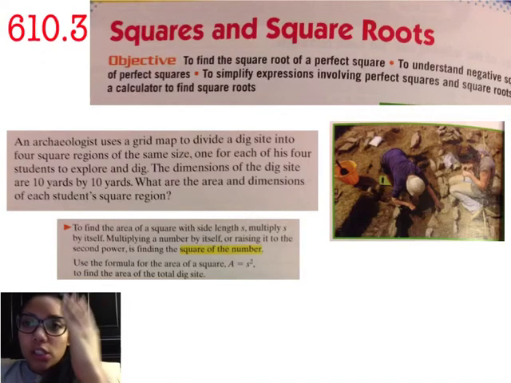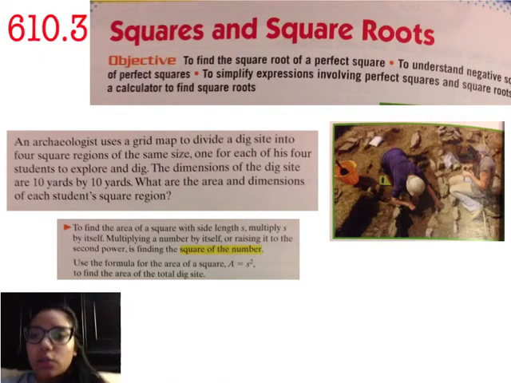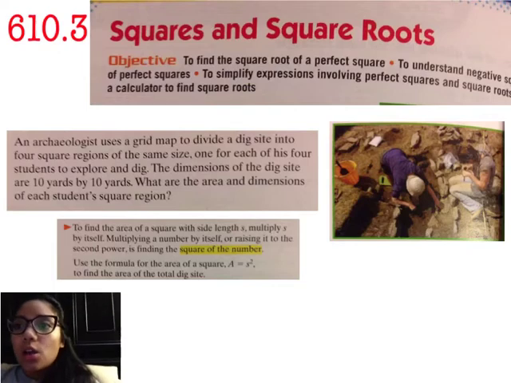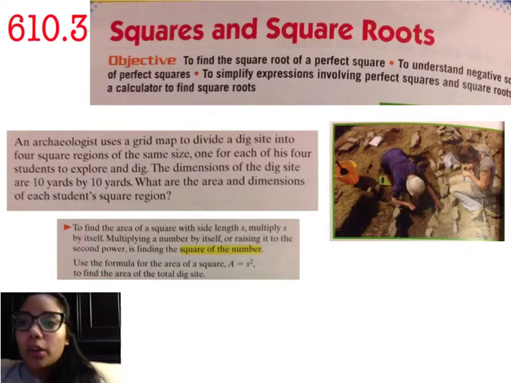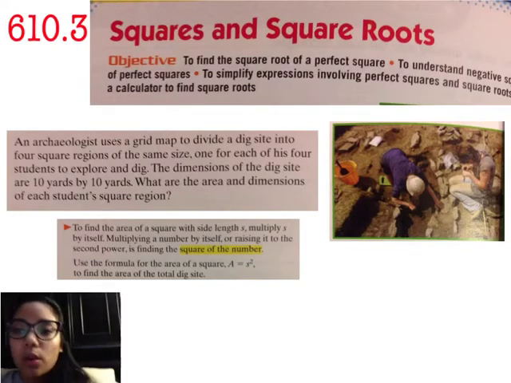An archaeologist uses a grid map to divide a dig site into 4 square regions of the same size, one for each of his students to explore and dig. The dimensions of the dig site are 10 yards by 10 yards. What are the area and dimensions of each student's square region?